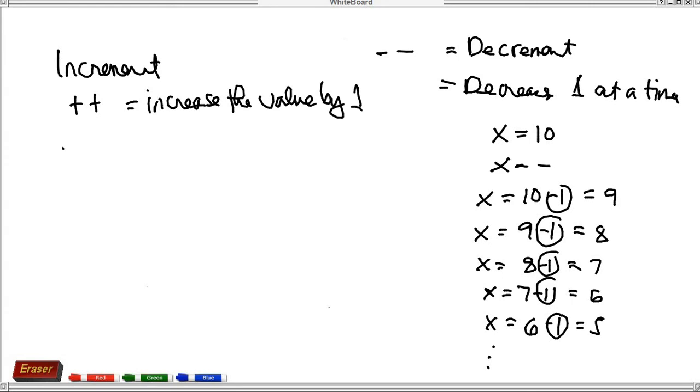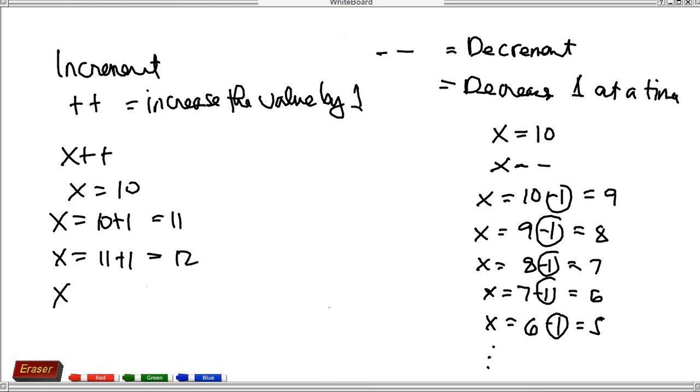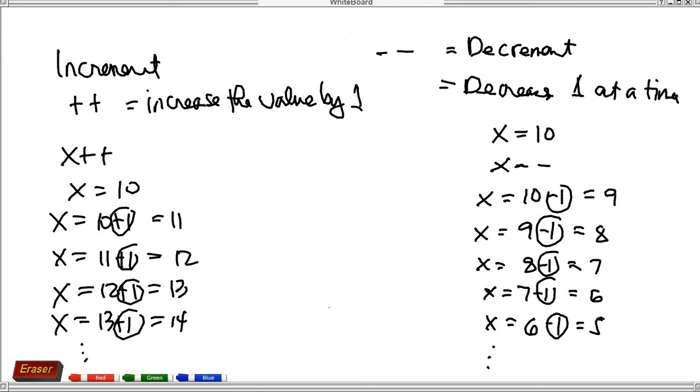So, say for example, x plus plus, and if x equals to 10, therefore x will be 10 plus 1, 11. X equals to 11 plus 1, that is 12. X equals to 12 plus 1, that is 13. And x equals to 13 plus 1, that is 14. So on and so forth. So meaning, the increase will only be by 1. Okay? By 1 lang siya.